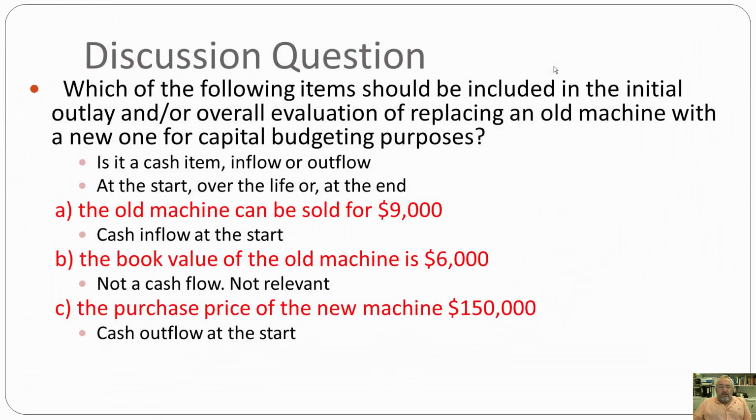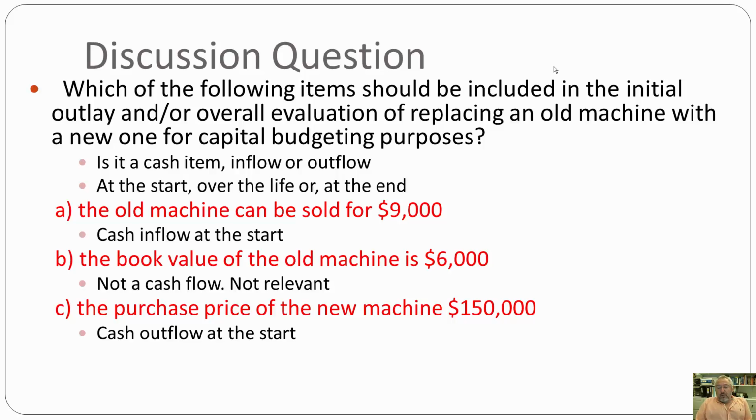Okay, so let's have a look at a few questions just to help us get our mind around some of these things. If we've got an old machine that we sold for $9,000 and we need to sell it in order to engage in this project, is this relevant? Yes, it is. It is something that changes based on our decision, and it is a cash inflow at the start. What about if the book value of that old machine is $6,000? Is that relevant? No, it's not relevant. At least it's not relevant directly. But it might be relevant for calculating the tax effect and therefore an additional tax inflow or outflow because of the sale of that machine.